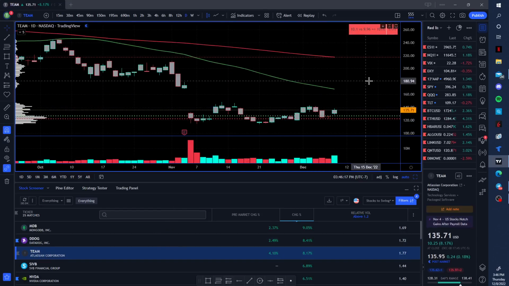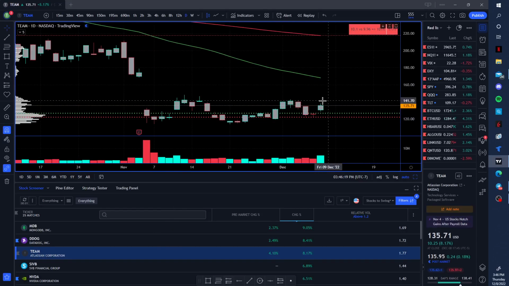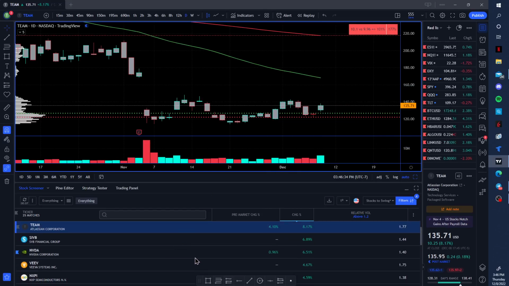Looks like Team had some strength here. Team actually looks really good for a breakout. Maybe on something like this, possibly take a swing like a week out and look for this gap to fill up to the 50-day moving average. That's not a bad play at all. So yeah, there's tons of possibilities with this scanner. So I hope that helps.